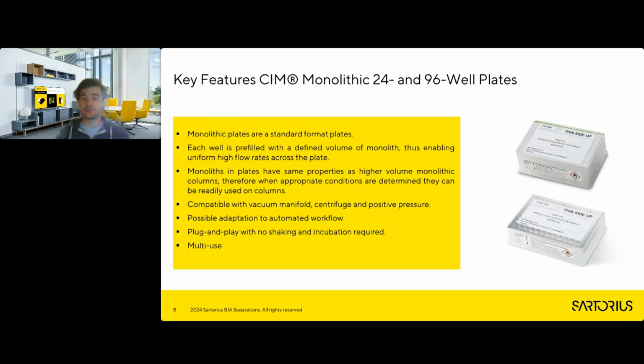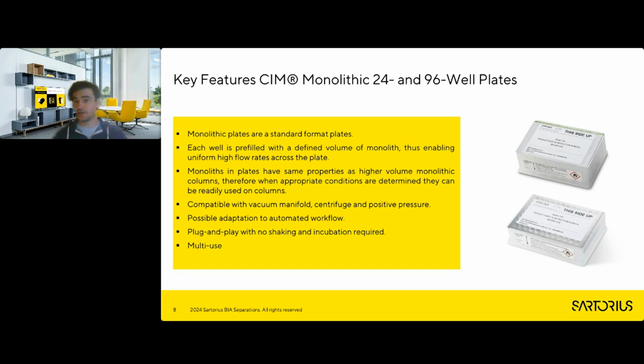So what are the key features of our well plates? They are a standard plate format, manufactured according to the ANSI standard. Each well is pre-filled with a defined volume of monolith, thus enabling even flow throughout the plate. The monoliths themselves have the same chromatographic properties as the monoliths inside our large volume columns. That means what you can expect from a column, you can also expect in a plate.